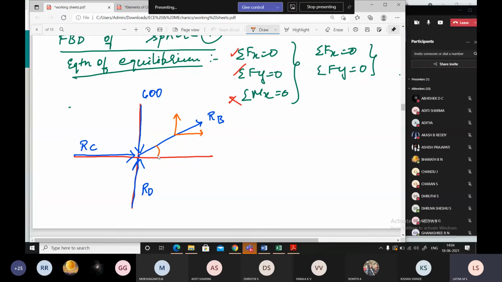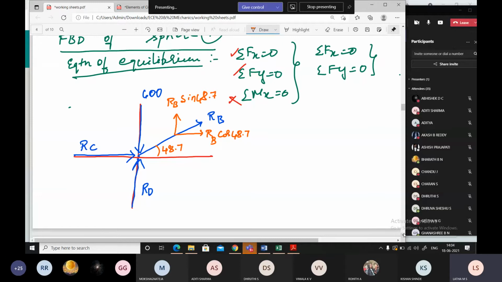What is the angle of inclination? 48.7, ma'am. So always you should take it to the second decimal. Okay, next problem onwards, take it to the second decimal, students. So RB cos 48.7 and this will be RB sine 48.7.